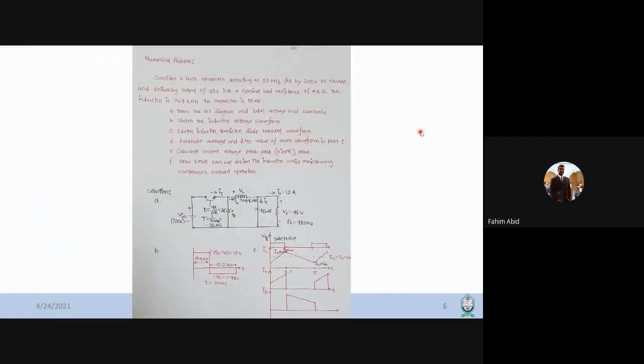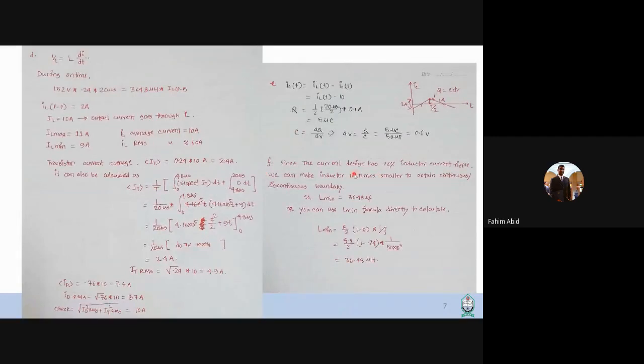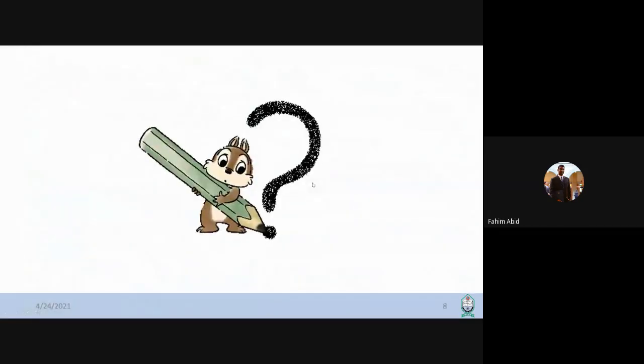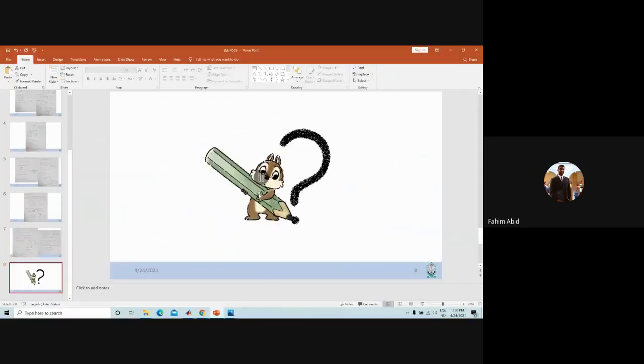Okay. In the last question, it says, how small can we design the inductor while maintaining continuous current operation? We know the inductor current, the first one is a shortcut. You can follow the second formula directly to calculate L min, and we know that the L min equation is R over 2 times (1 minus D) multiplied by 1 over F. If you place the values here, you calculate the minimum inductor value to get continuous current operation. Okay, so that's it here.